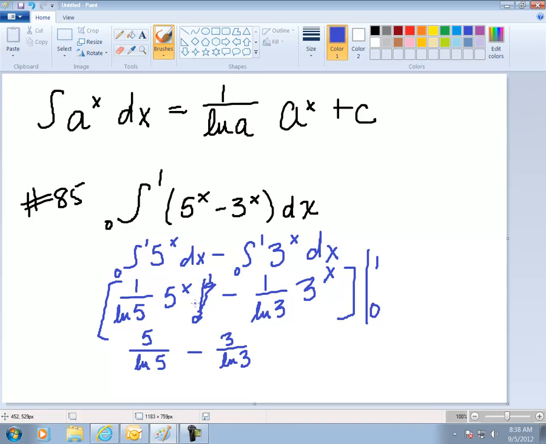Any number raised to the 0 power becomes 1, so that's going to go away. So I'm going to subtract, because remember it's this minus this when we evaluate it, 1 over natural log 5. The 5 to the x has gone away because it became 1 when I plugged in the 0. And now it's going to be minus a minus, so this is going to become a positive. Again, when I plug in the 0 here, this goes to 1, and I get 1 over natural log 3. And now I can combine these. The 5 over natural log 5 minus 1 over natural log 5 just becomes 4 over natural log 5. And here I've got negative 3 over natural log 3 plus 1 over natural log 3, so that becomes minus 2 over natural log 3. So that would be my final answer.